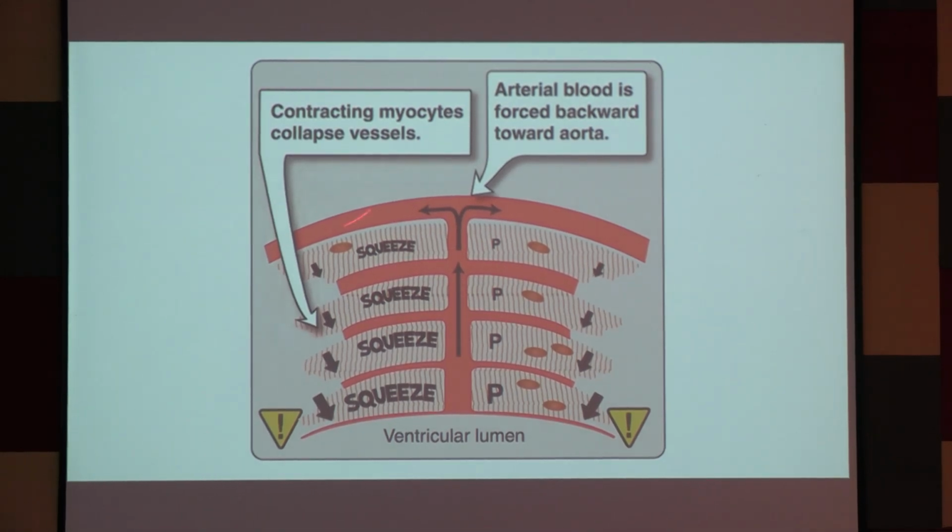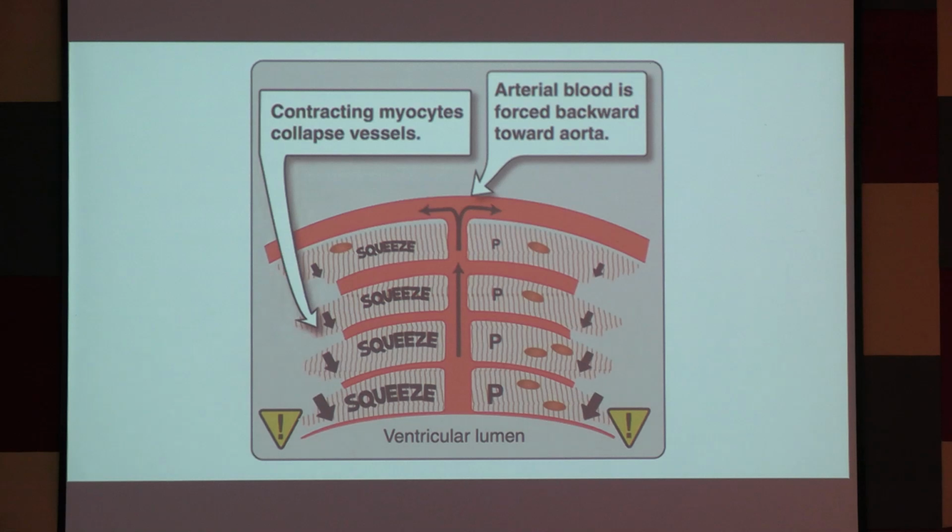So contracting myocytes collapse blood vessels during contraction. And during this contraction, arterial blood is forced backward towards the aorta. As you know, the left coronary artery and right coronary artery are supposed to supply your myocardium, and they originate from the root of the aorta. So essentially it is the aortic pressure which is required to supply your myocardium. That means blood will come from the aorta into the myocardium.